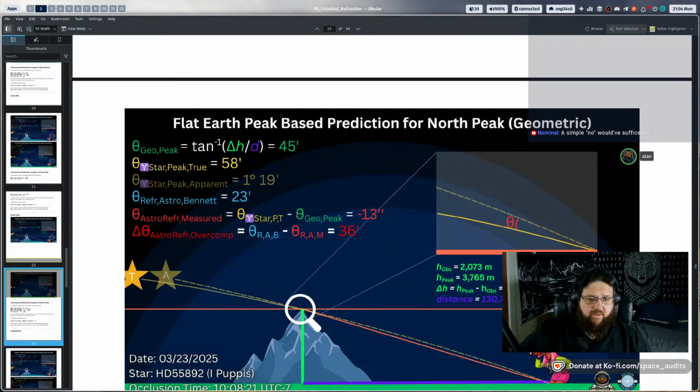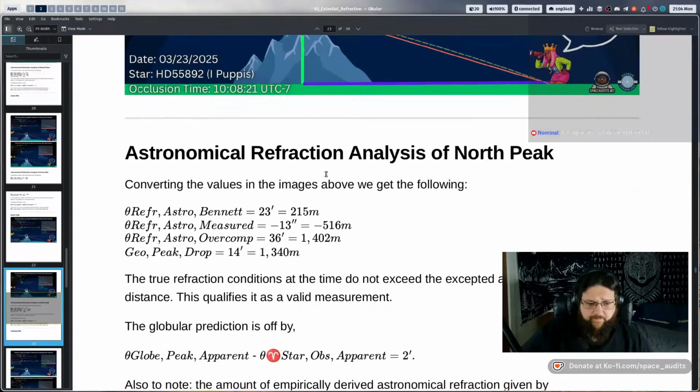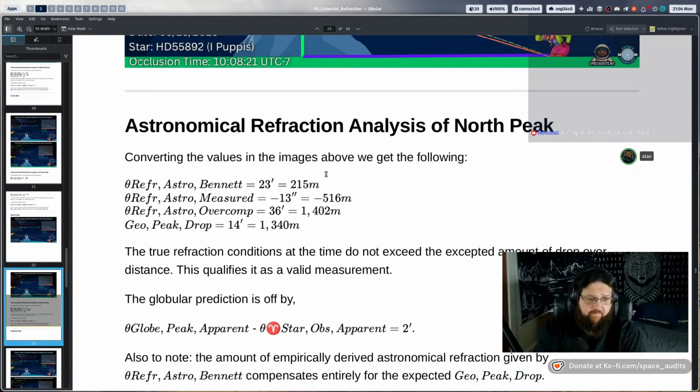Okay, so we go down here. We look at the refraction conditions, 23 arc minutes of refraction, measured difference of minus 13 because of the lingering. So we get 36 arc minutes of refraction difference for the overcompensation. When we convert all that into meters, we have a predicted drop over distance of 1,340 meters. We have a refraction overcompensation of 1,400 meters. And the actual measured difference was 13 arc minutes, which comes out to be a 500 meter difference.